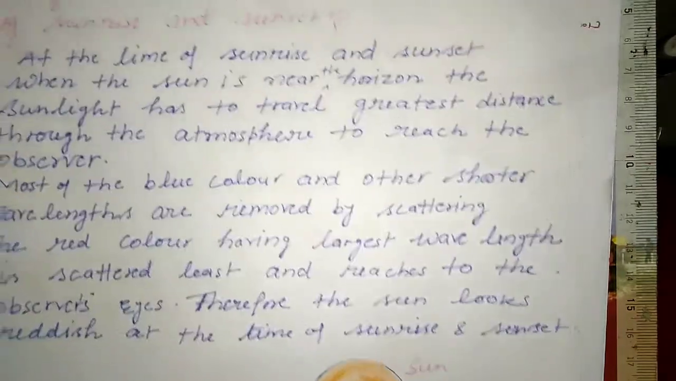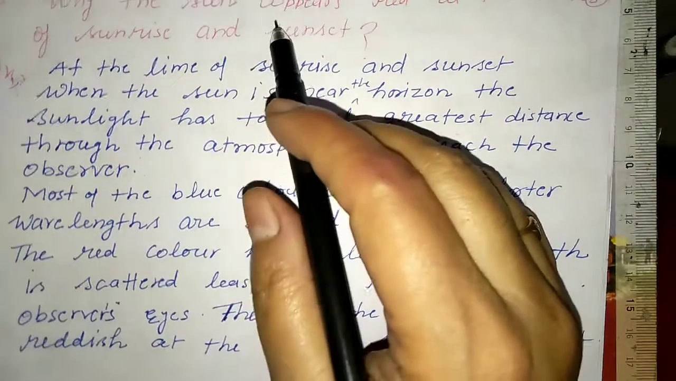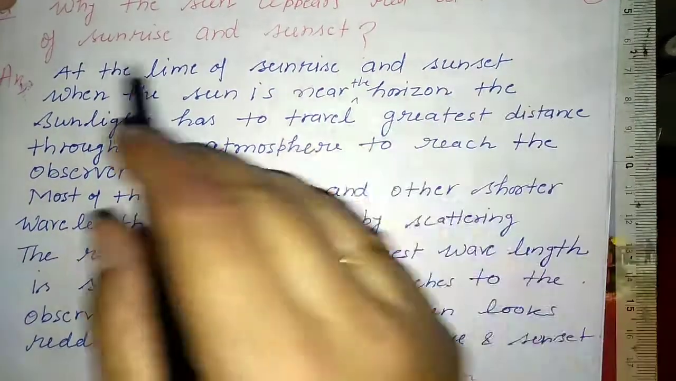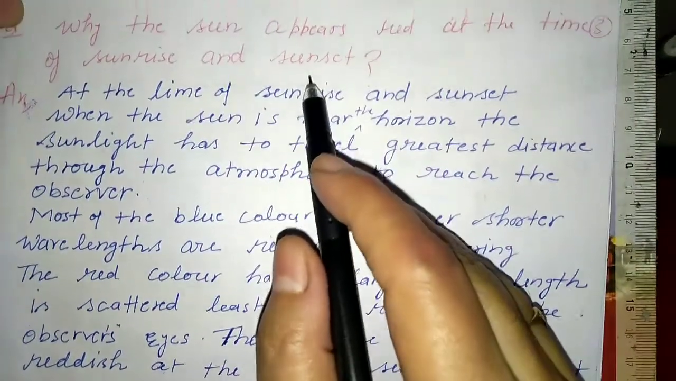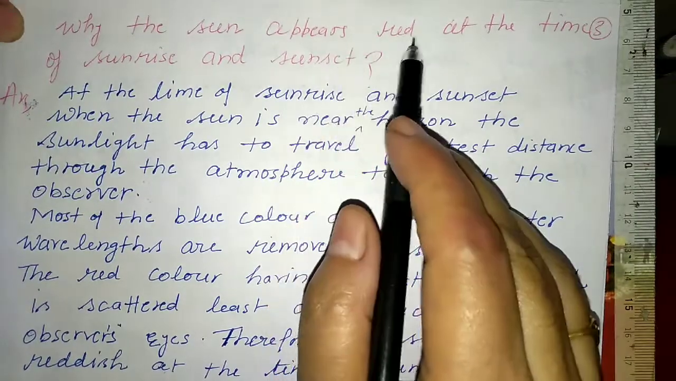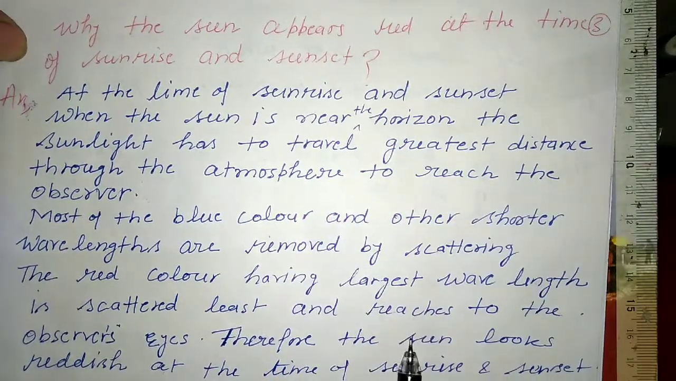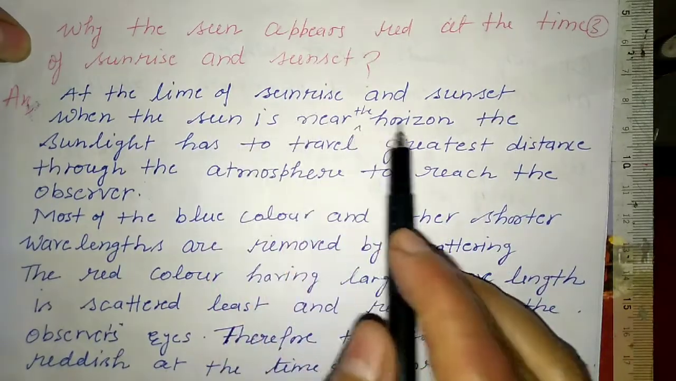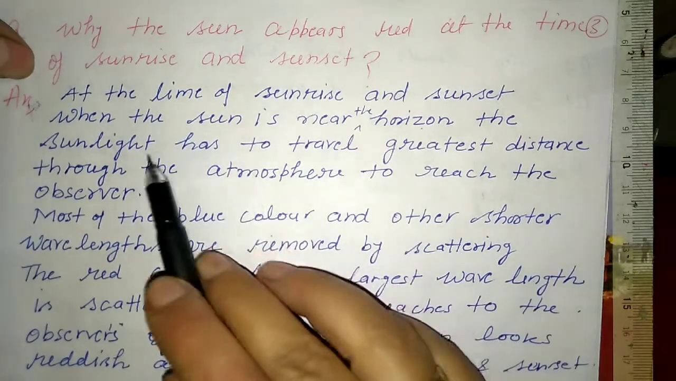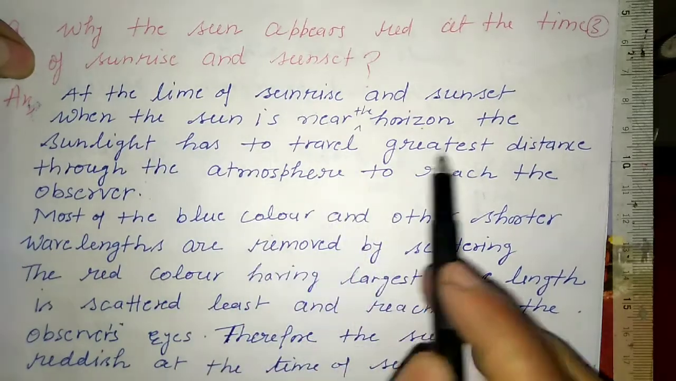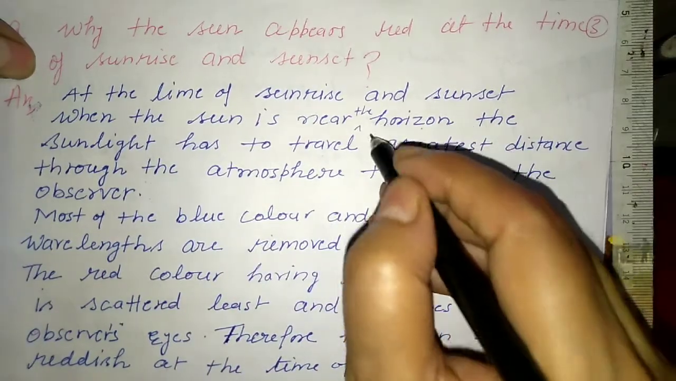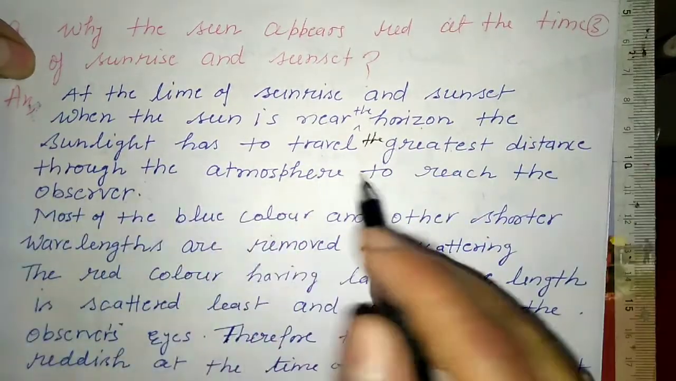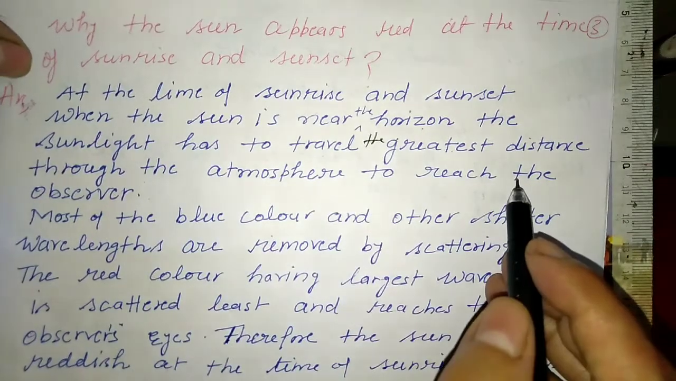Okay, now the next question: why does the sun appear red at the time of sunrise and sunset? At the time of sunrise and sunset, when the sun is near the horizon, the sunlight has to travel the greatest distance through the atmosphere to reach the observer.